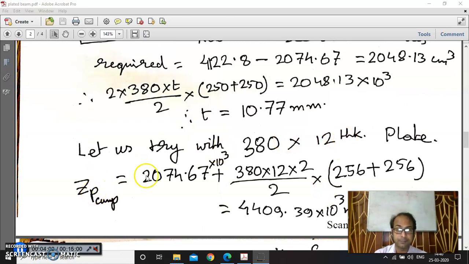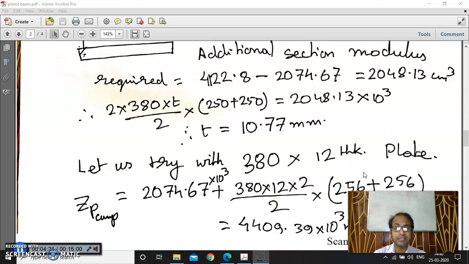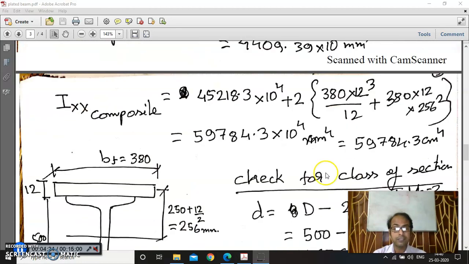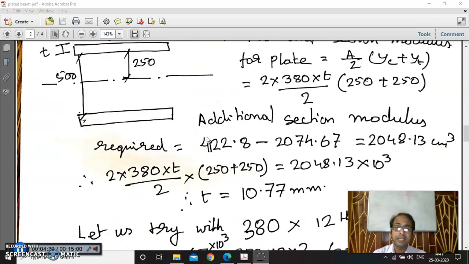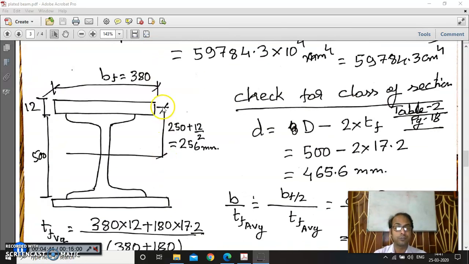Now we have calculated the Zp. This is the Zp for the beam, and the additional Zp provided by the 380 width of plate with 12 millimeter thickness. What we have done is area by 2 into this, divided by 2 plus 256. Now the question is, why is it 256? Because now the distance is becoming 256, as we have to calculate it from the center. Then why did we consider this as 250 in the previous case? Because the thickness data was not available at that time, so we approximated it like this. Now that it is available, we have extended it up to the center.